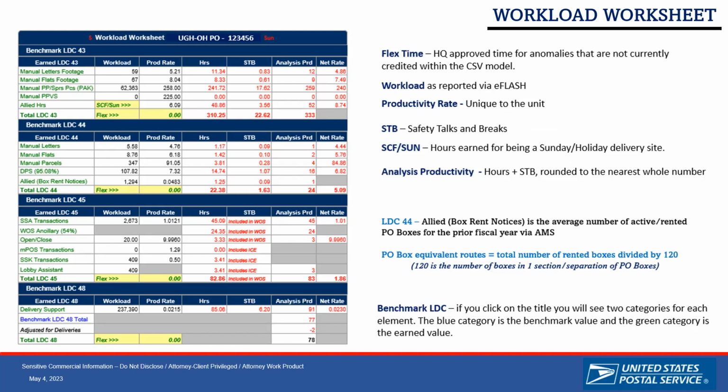Your flex time that is mentioned is headquarters approved only, and it's for anomalies that you currently do not get credit for in CSV. Your workload is what's reported via eFlash. Your productivity rates are unique to each unit. STB stands for safety talks and breaks. Then the SCF Sun are the hours that you earn for your SCF hub or your Sunday holiday delivery sites. And then, of course, your analysis productivity is your hours plus your safety talk and breaks rounded to the nearest whole number.